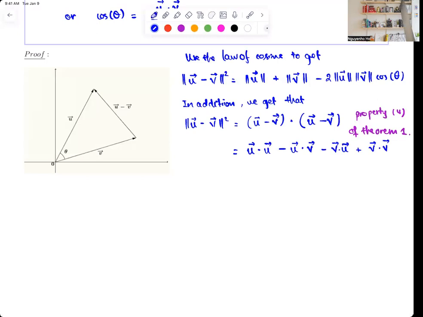Again, I just use distributions. Right, so u dot with itself is the magnitude of u squared. v dot with itself is the magnitude of v squared. And these two terms are the same, so you get the magnitude of u squared minus 2 times u dot with v plus the magnitude of v squared.